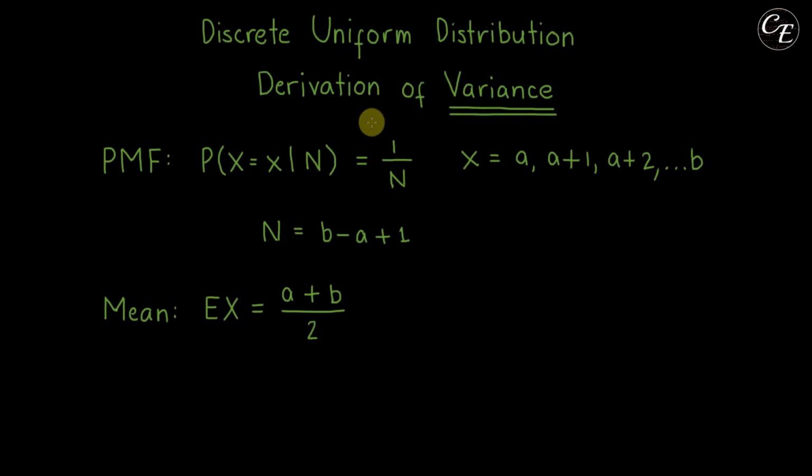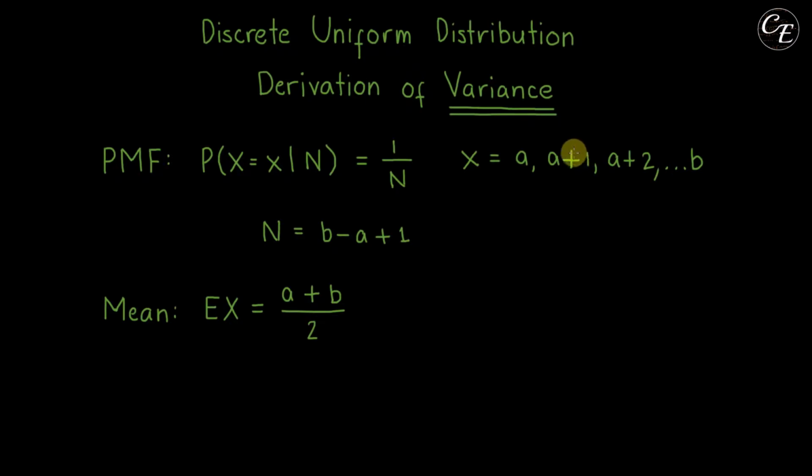Hello everyone, in this video, I'm going to show you how to derive the variance for discrete uniform distribution. In the derivation process, we need to use the probability mass function or PMF for this distribution, which is shown here as just 1 over n. This n is a constant. The random variable for this distribution should have an integer value and should be between a to b.